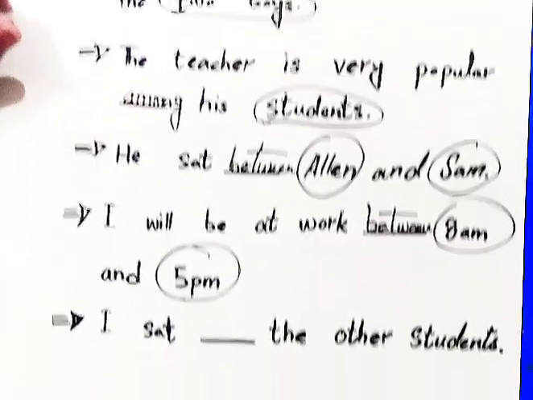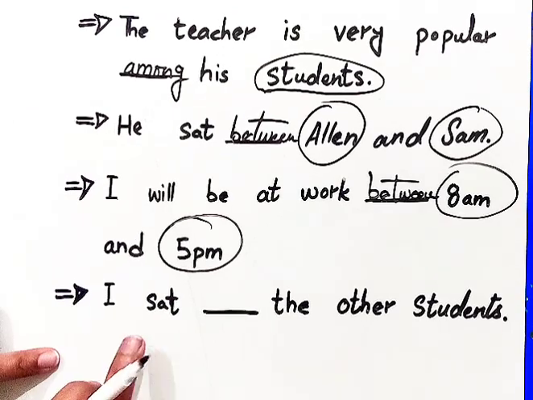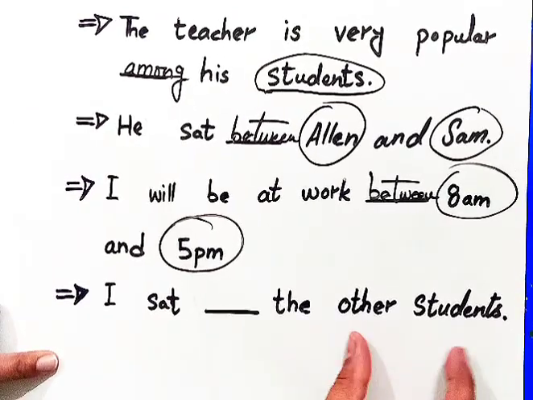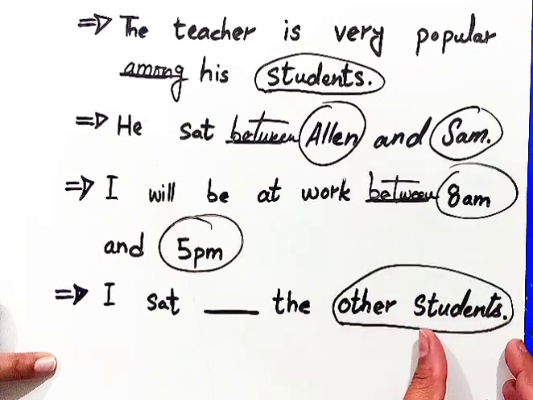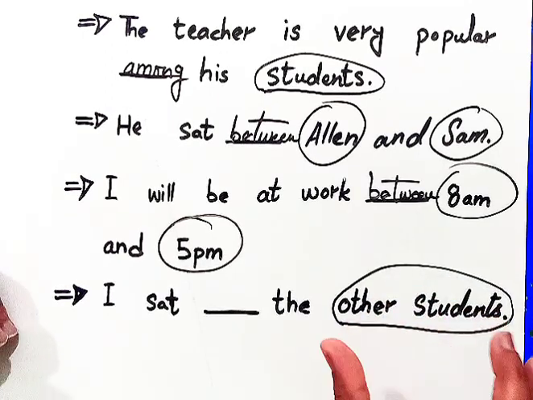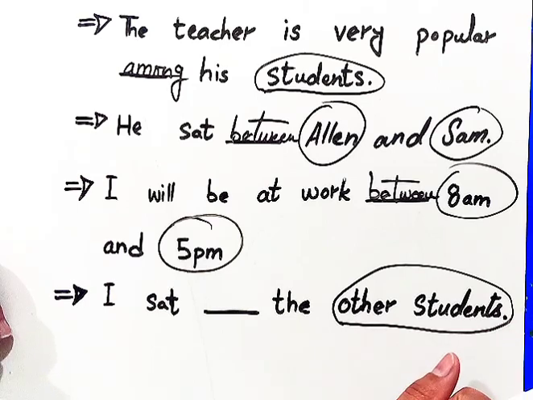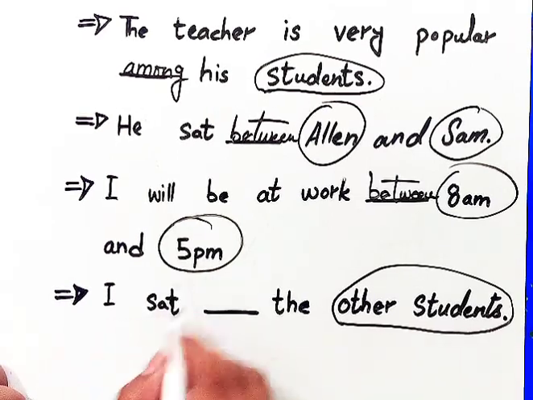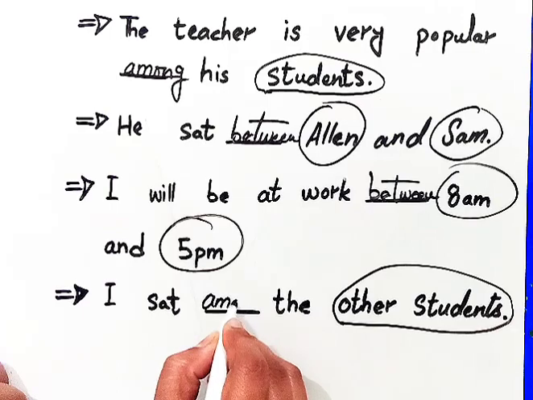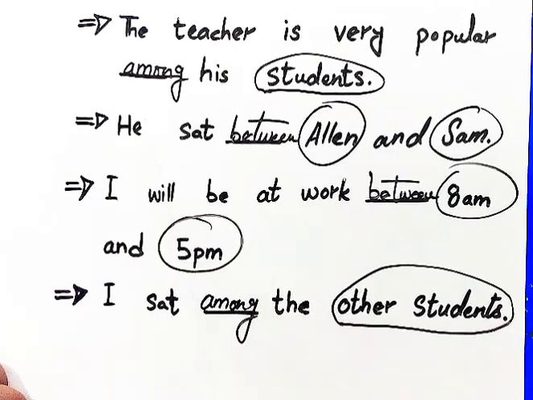And the last one. I sat blank the other students. Now the word is other students. It means there are more than two students. So, as we know, we use the word among when there is a group of people, more than two persons. So, I sat among the other students.